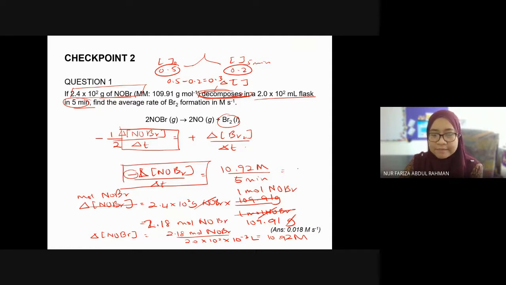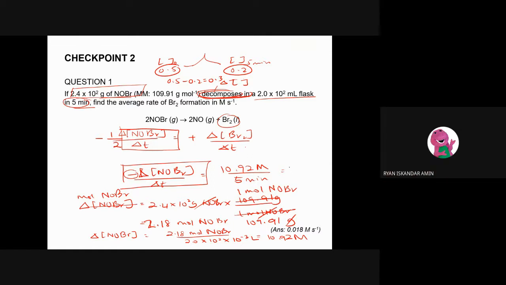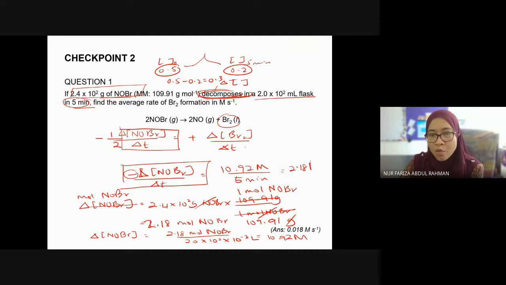So how much here? 2.18. 2.18 molar per minute. Please be careful, okay? The unit that we assign for the time. All right, so this is the negative of delta NOBR over delta T is equal to this.